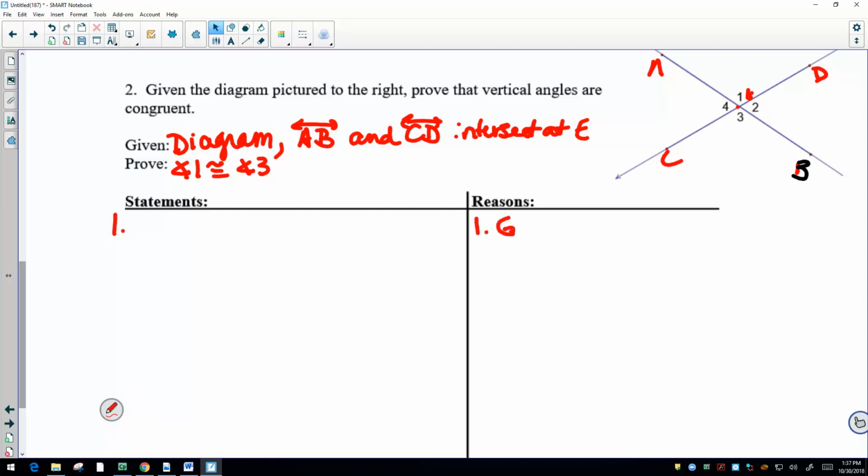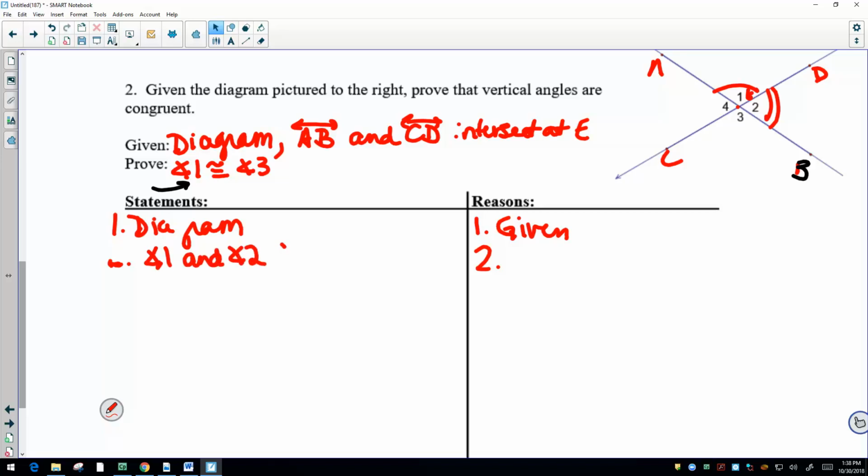As always, we know that we're starting with the given, and I'm just going to say diagram. And step 2, looking at the picture, I'm taking a look at where angles 1 and 2 fall, and I see that they're next to each other on a line. The reason I'm looking at 1 and 2 is because I need to know something about angle 1 in order to complete this proof. So I'm going to state here angle 1 and angle 2 form a linear pair.